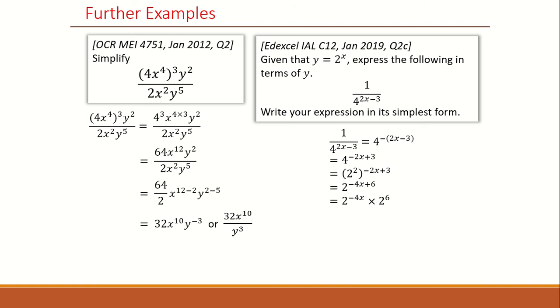Separate the minus 4x and 6 to get 2 to the power of minus 4x times 2 to the 6. 2 to the 6 is 64. And 2 to the power of minus 4x is the same as 2 to the power of x, all to the power of minus 4. And you should get 64y to the power of minus 4, as the question says that y equals 2 to the power of x.